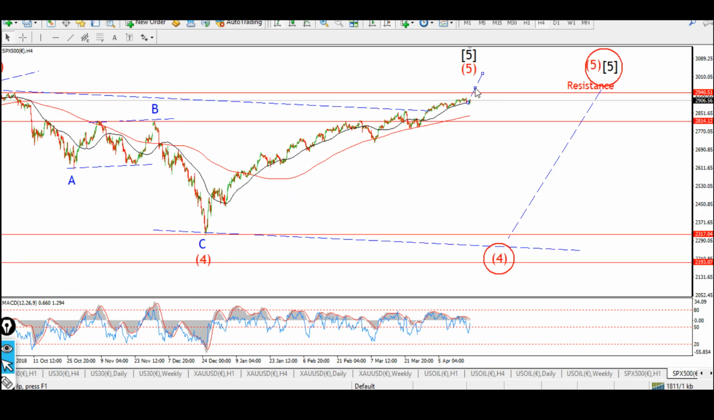I have the 4-hour chart labeled as well. I should do that. I will do that early. I'll do it over the weekend and get it up early next week. But we've got a fifth wave unfolding and closing out.